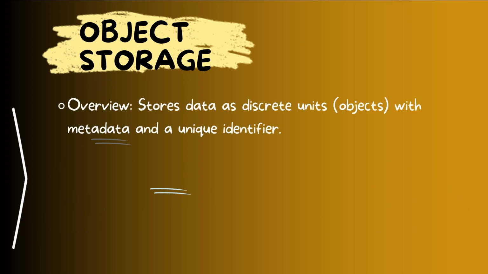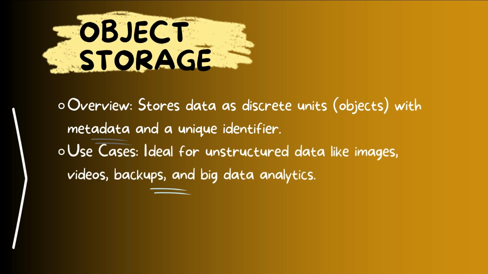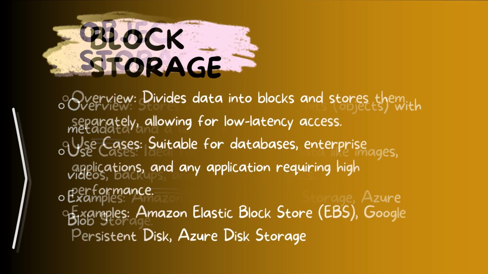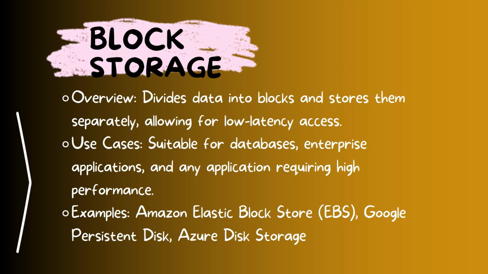This can be seen like stored data and discrete objects, which I've already told. The use case for this is mainly unstructured data. And what is unstructured data? The data that doesn't have any type of structure, which is structureless. Images are structureless, videos, backup and big data analytics. The examples I have already discussed: Amazon S3, Google Cloud Storage, and Azure. That is over. Now block storage.